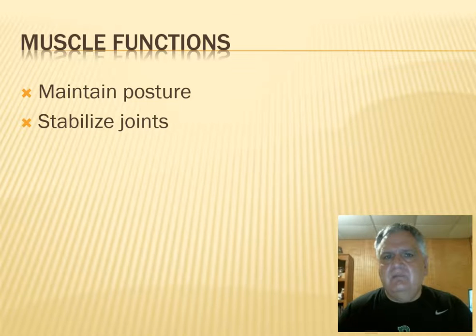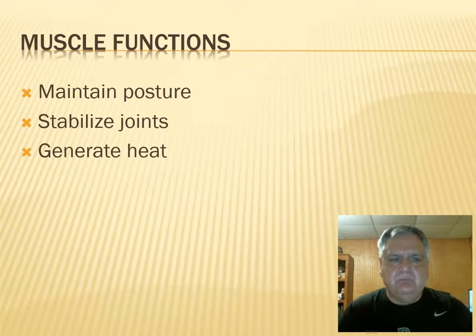Now, we usually think of joint stabilization as being a job of the ligaments. Ligaments are bands of connective tissue that connect bones to bones. But there's additional support provided around joints by the fact that oftentimes muscle tendons cross the joints and attach to bones on different sides of the joint. This helps to stabilize the joint. We'll be seeing that as we go along as well.